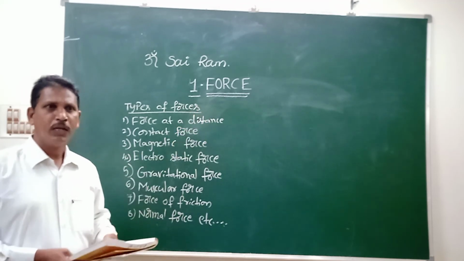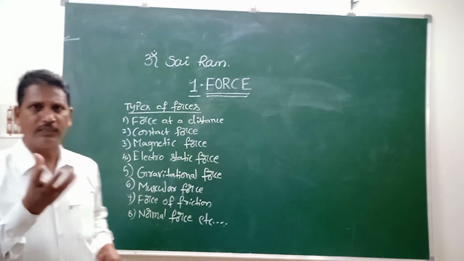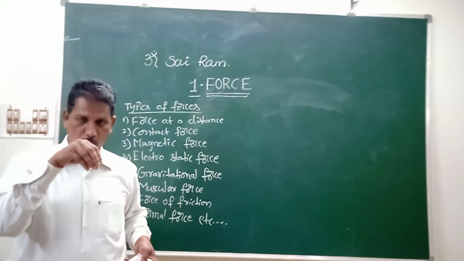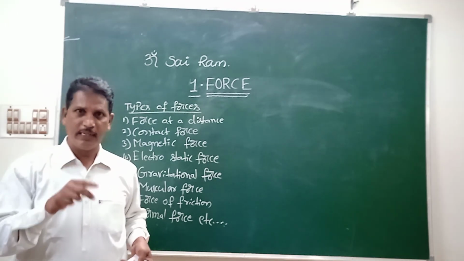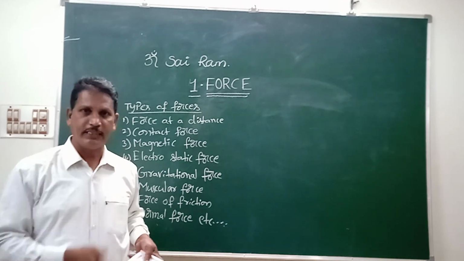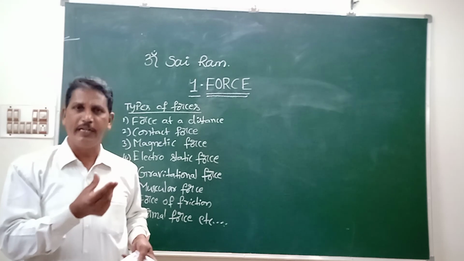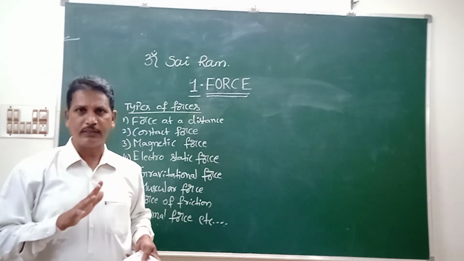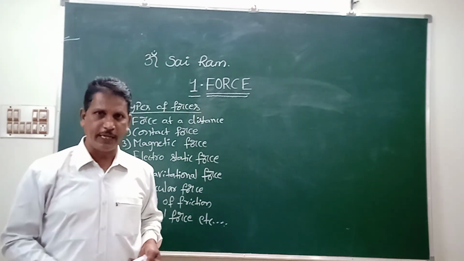First, force at a distance. For example, place some compass needles around a bar magnet. Now we observe the deflection of the compass needle in the compass. This is the force at a distance. Example: a bar magnet and a compass needle. This force is an example of force at a distance.